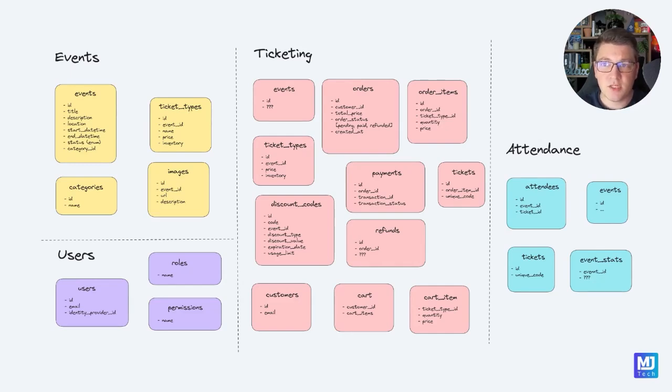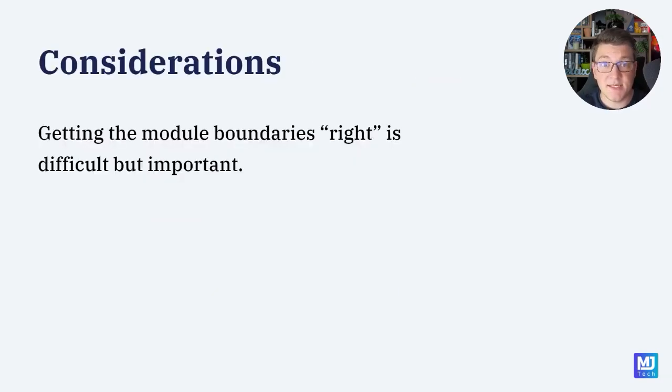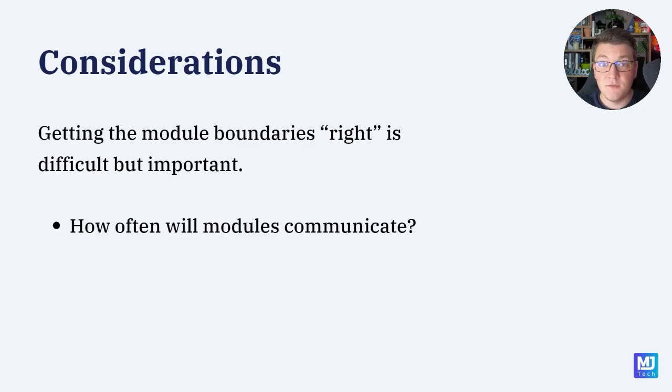But for now, what are some of the other considerations that we should make from the technical perspective when it comes to defining our modules? As I said, getting the boundaries right from the very first try is highly unlikely. So here are a few questions that you should ask yourself that could help you design better module boundaries. The first question is, how often will your modules communicate? This should be a good indicator of the degree of coupling between your modules.